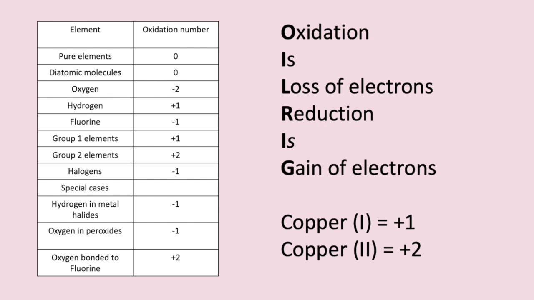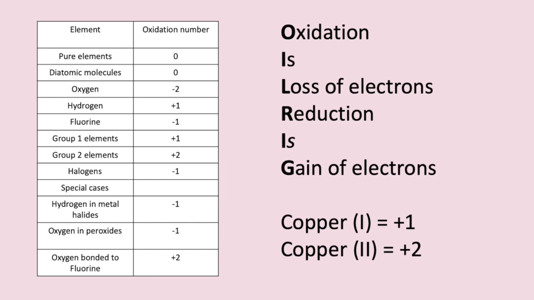Redox stands for reduction and oxidation. Reduction is gain of electrons. Oxidation is loss of electrons. You may have seen this at GCSE written as OIL RIG to help you remember. Oxidation numbers are assigned to different atoms and can be thought of as the number of electrons involved in bonding. Pure elements have an oxidation number of 0, as do diatomic molecules, such as H2. Most oxidation numbers can be found using the periodic table.